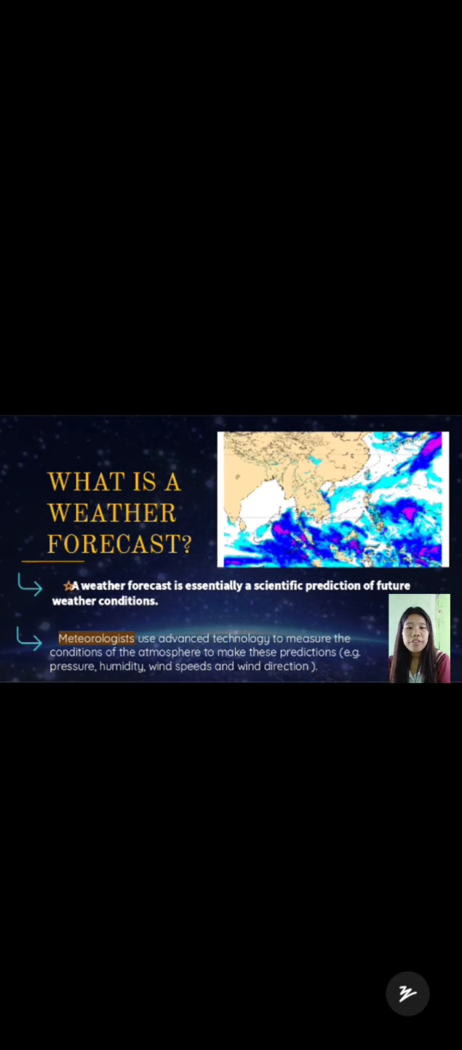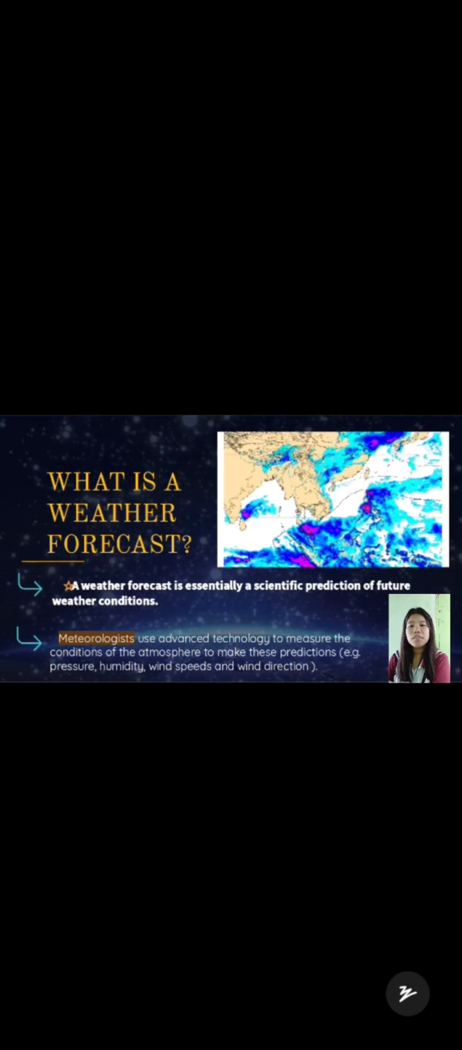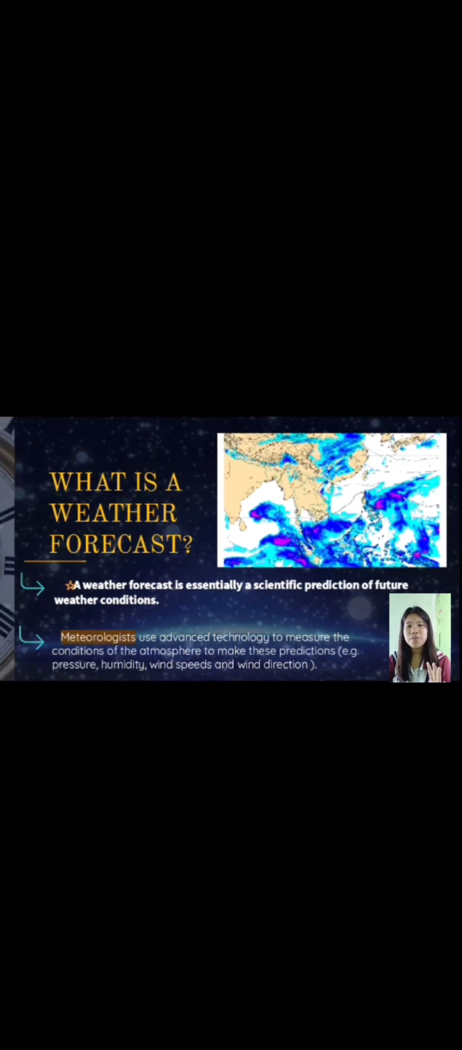So, to clarify, weather observation is like gathering ingredients for a recipe, while weather forecasting is like using those ingredients to cook a meal. Observations provide the raw data, and forecasting uses that data to predict what the final outcome will be. So there are four types of forecasts.